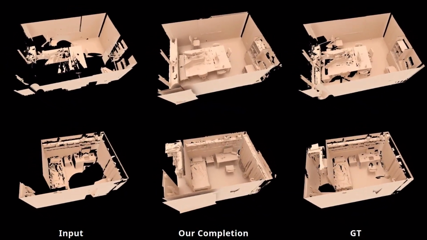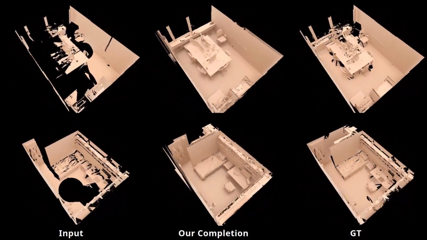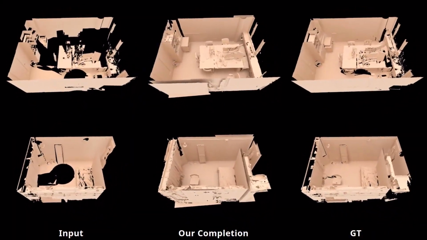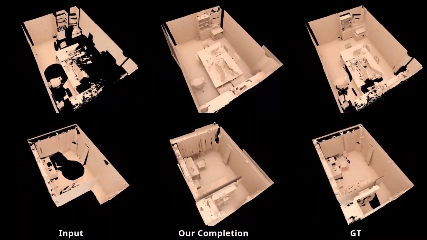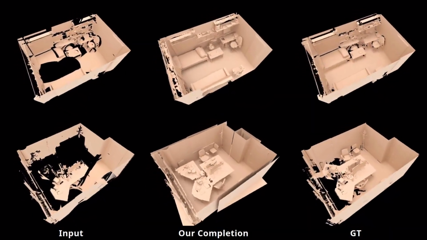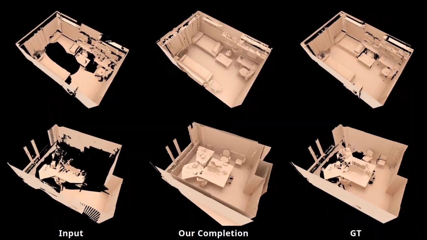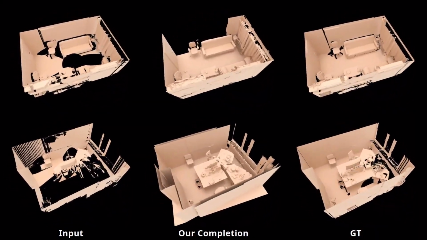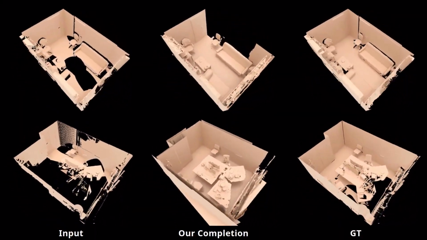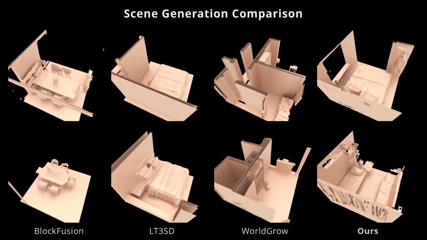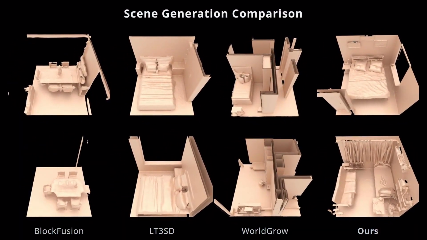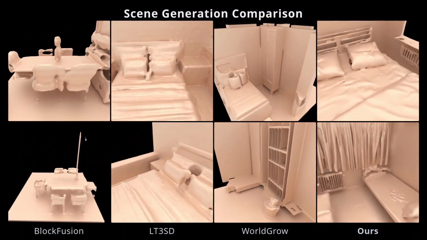Here we show scan completion results on various ScanNet++ and ARKit scenes. Our method can recover both occluded furniture and fine surface details that were unobserved in the input scan. For 3D scene generation, we compare with Block Fusion, LT3SD, and WorldGrow. Our method produces richer geometric detail and more coherent room structure.